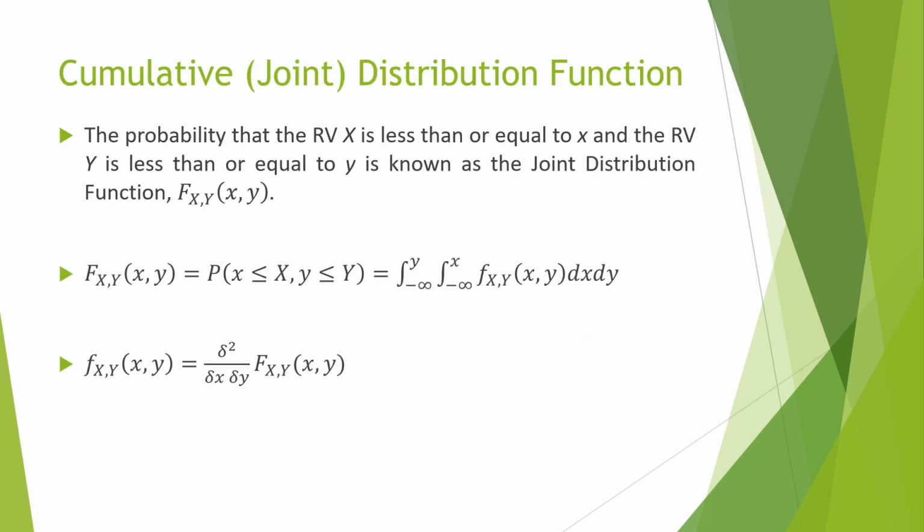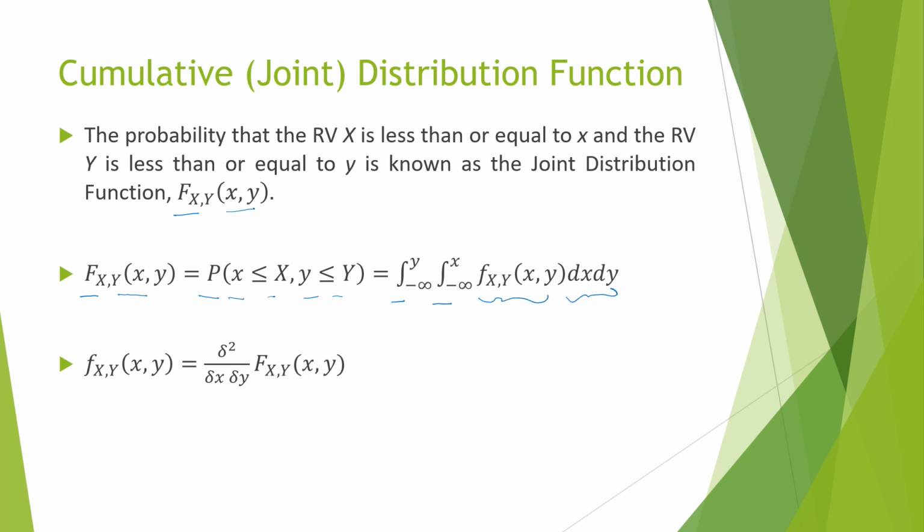Now we study the cumulative distribution function for two random variables. It is indicated as Fxy(x,y). It is defined as the cumulative distribution function of two random variables x and y, given as the probability that the random variable x is less than or equal to x and the random variable y is less than or equal to y, which is equal to the integral minus infinity to y and the integral minus infinity to x of fxy(x,y) dx dy. This is in terms of the joint PDF.